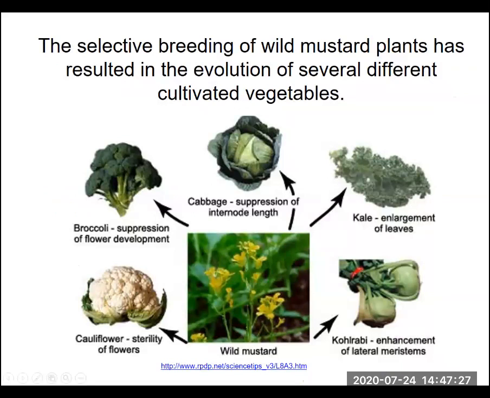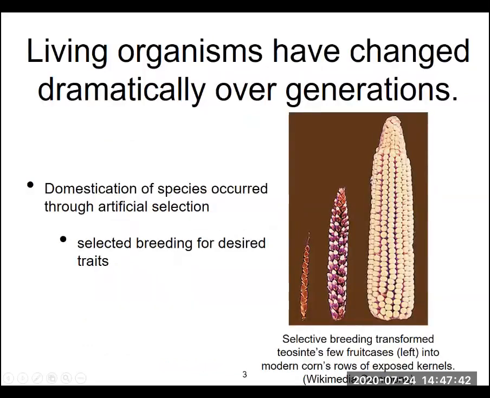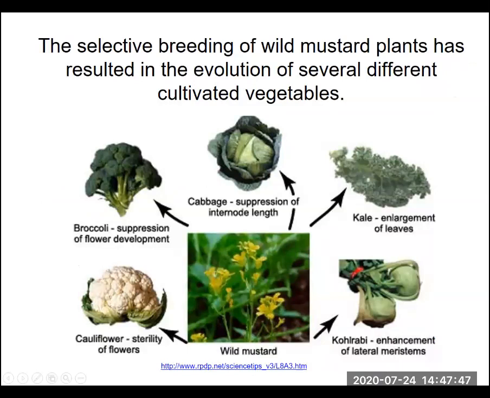The wild mustard plant, you can take a look at it over here. If it's growing in your garden, you'd probably dig it up and throw it away, but pretty much ignore it. But that wild mustard plant, through that process of artificial selection, selective breeding, has developed into all of these different types of vegetables that we see that are available to us. And so a wild mustard that was grown for generation upon generation upon generation, suppressing flower development, would develop into broccoli.